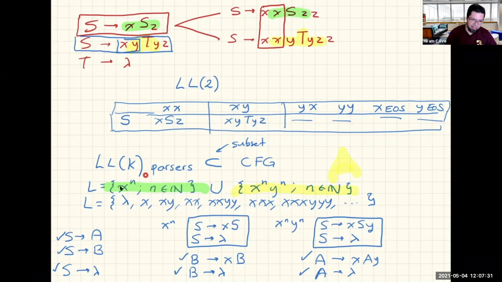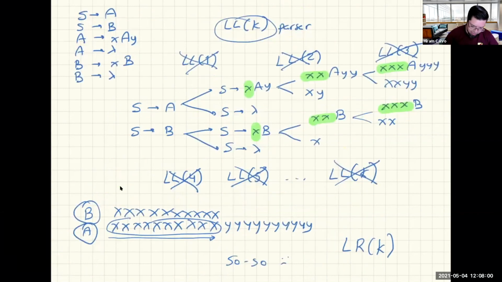Now, we have a language where it doesn't matter how many characters we look ahead, because this is infinite. We need to see an infinite number of characters ahead, because this n can get very, very large, infinitely large. So an LLK for this language is not feasible, so we need a different strategy. And this strategy is called LR parser.